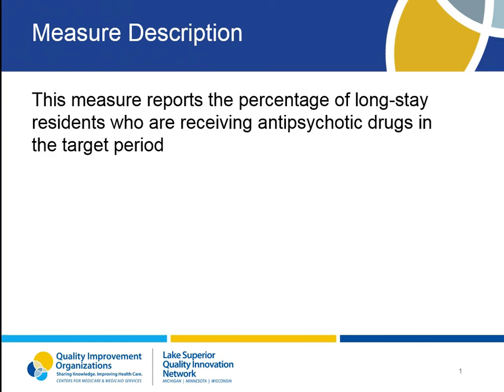This measure reports the percentage of long-stay residents who are receiving antipsychotic drugs in the target period. The target period is the span of time that defines the QM reporting period, for example, a calendar quarter.